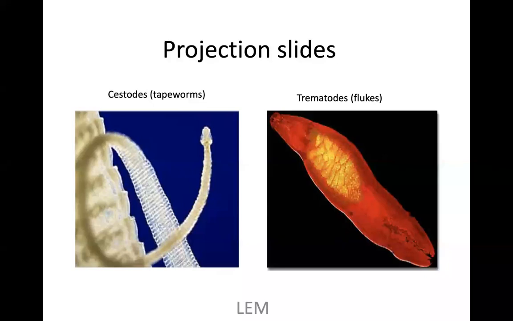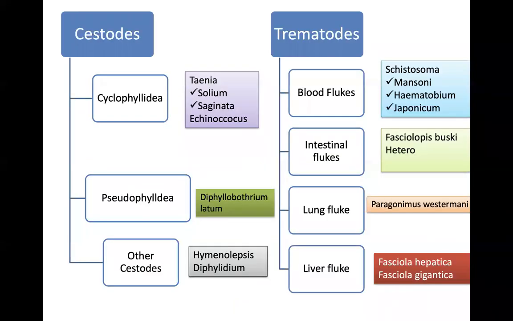So we'll be talking about the cestodes, which are tapeworms, and we'll be talking about trematodes, which are also known as flukes. Flukes are like leaves, right? Getting into it, the trematodes and the cestodes are two different groups. The cestodes can be generally grouped into cyclophyllidea and pseudophyllidea, and then other cestodes. In the cyclophyllidea, you have the likes of Taenia and Echinococcus, to name a few examples. This time we'll cover Taenia saginata and Taenia solium. And then you have pseudophyllidea like D. latum, and other cestodes like Hymenolepis nana and Dipylidium.